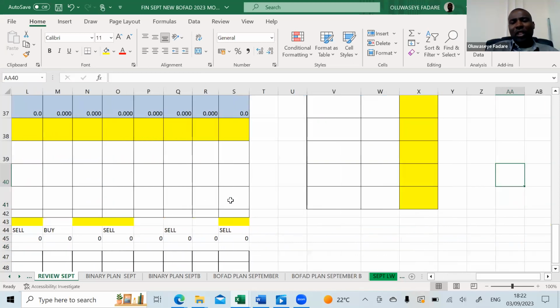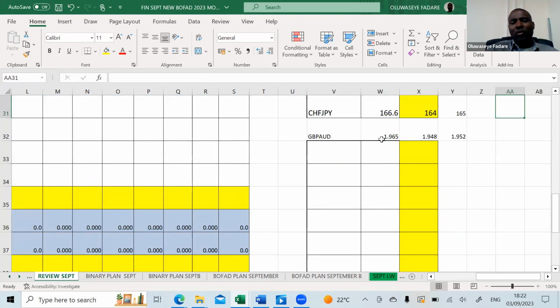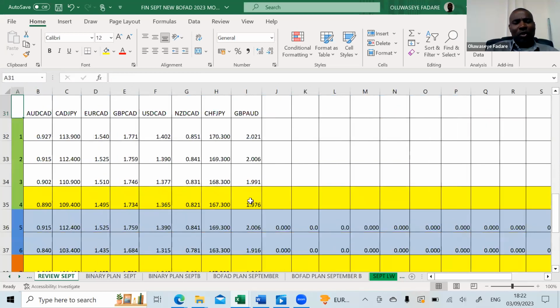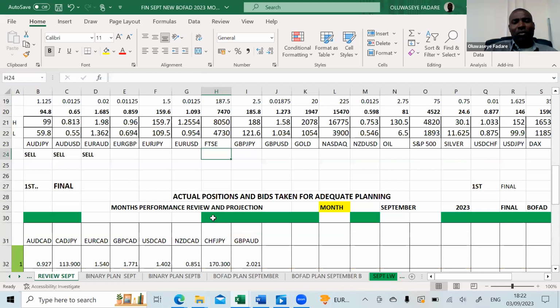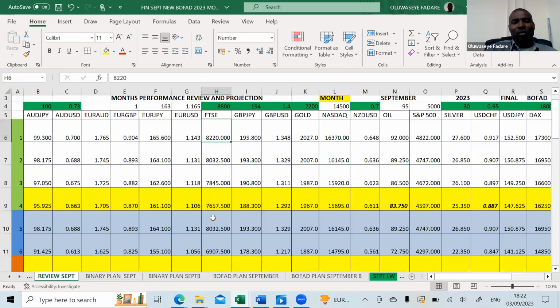And the last but not the least, GBPUSD 1.965 and 1.948. So 1.965, it has not reached. 1.948 is almost there. So that's it. In total, we have 1, 2, 3, and then we have 4 products also at the top. So we have 7 products that have reached a certain level of the market direction.